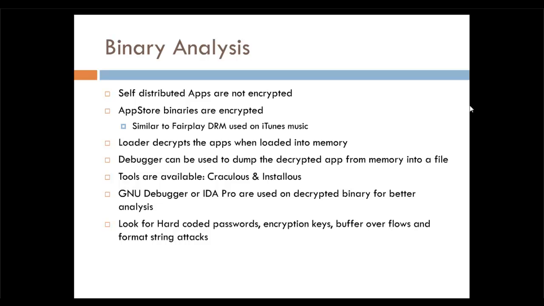And we'll use the GNU debugger or some debugging tools to fetch the decrypted app from memory, put it into a file, and reconstruct the decrypted application. Instead of doing that, we have tools like Clutch and Installous, which decrypt the apps we downloaded from the App Store. Once we download the application, we use the GNU Debugger or IDA Pro and analyze the binary to find out whether it is storing any encryption keys or hard-coded passwords.